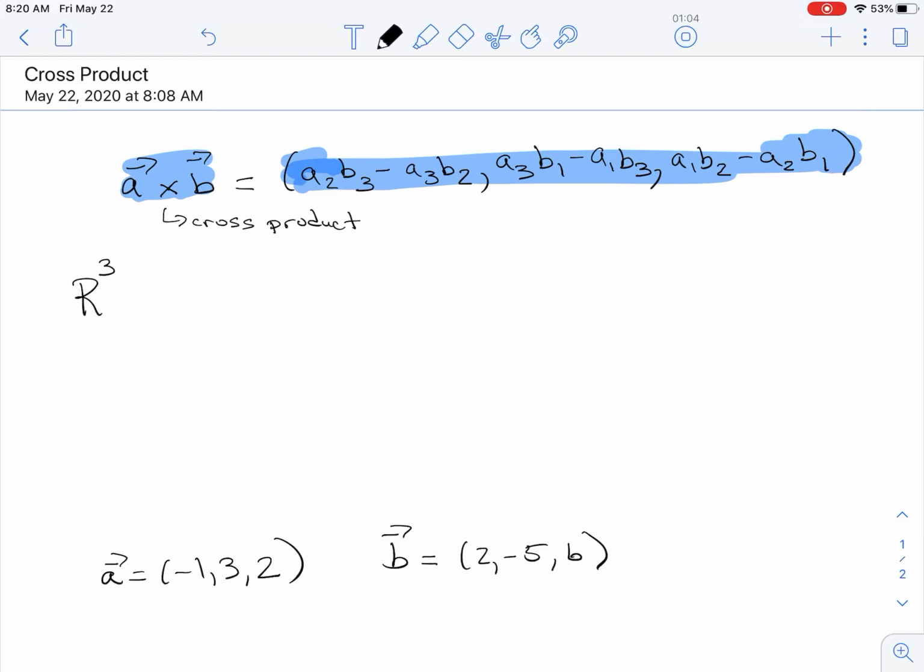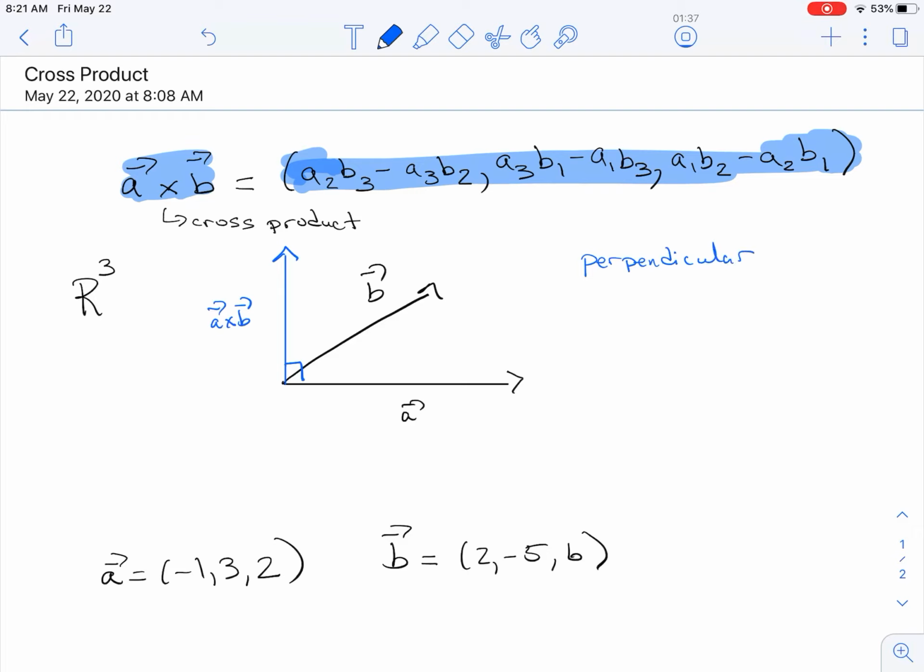So again, the cross product only happens in 3 space. When you have 2 vectors, I'm going to draw 2 vectors here. I've got vector A and I've got vector B. When you do the cross product of the 2 vectors, that's going to give you a vector that is perpendicular to A and B. So again, this would be the cross product, A cross B. It's going to give you a perpendicular vector to A and B. That's the purpose of the cross product.